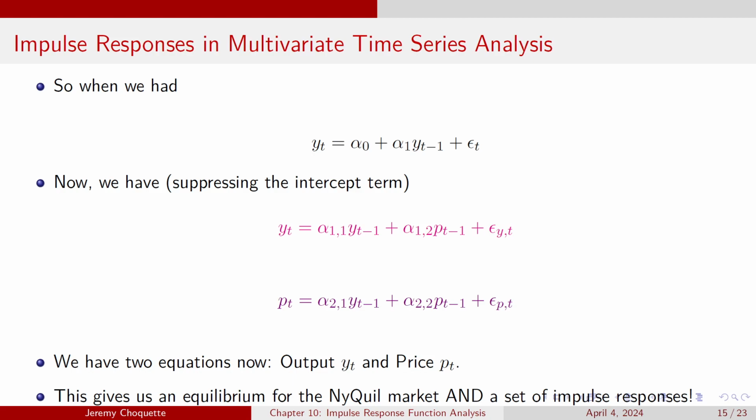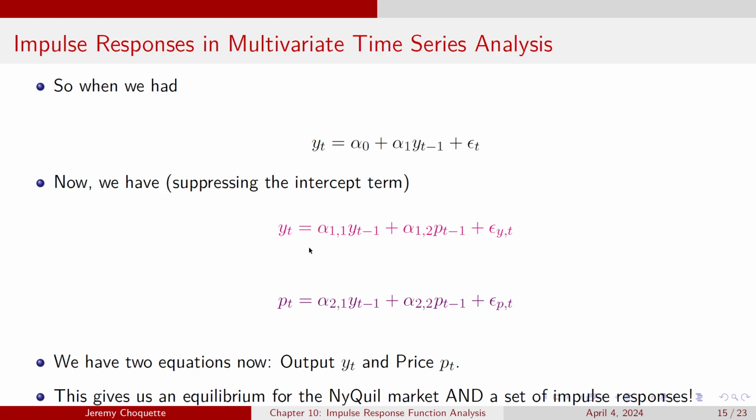And the price equation is alpha 2,1 times y_{t-1} plus alpha 2,2 times p_{t-1} plus epsilon pt. So price is a function of the lag of output and the lag of price. So if the lag of price goes up, that'll increase the price in the next period, right? But p_{t-1} and p_{t-1} are the same. So if this goes up, this also goes up. And when this goes up, it's going to go up by alpha 1,2, whatever that amount is, and that's going to increase output in the next period as well. So if you change one term, you're going to be changing both equations. And that's really, really useful for us. We'll see why in a minute.